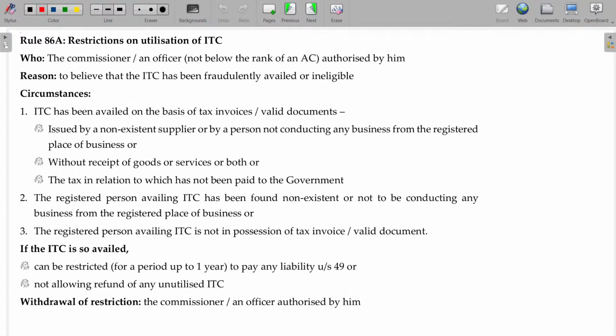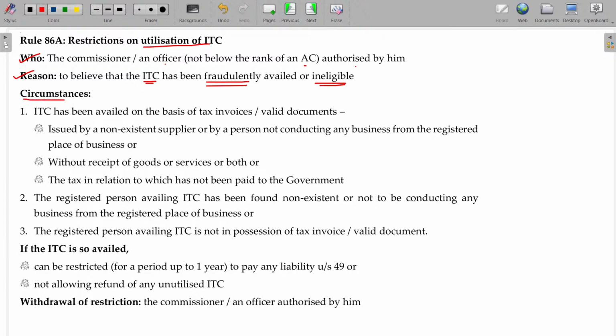86A. Restrictions on utilization of ITC. The Commissioner, or an officer not below the rank of Assistant Commissioner authorized by him, can restrict when he believes that the ITC has been fraudulently availed or is ineligible. In these two cases, the Commissioner can ban or restrict utilization of the ITC. You have that in your electronic credit ledger, but you cannot use it.